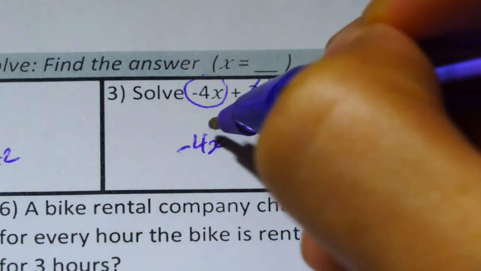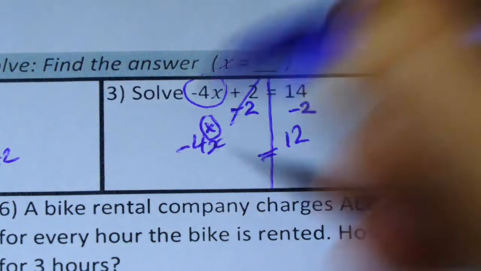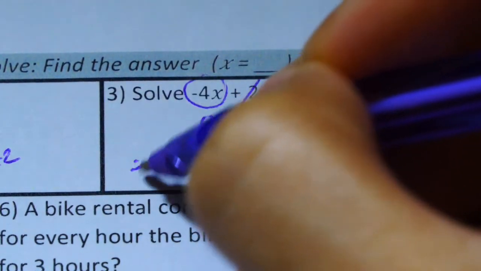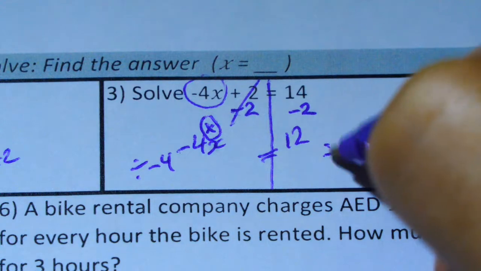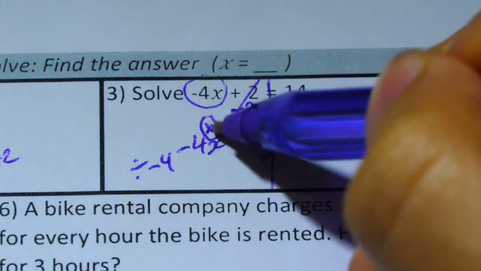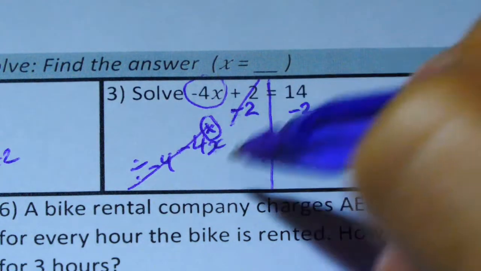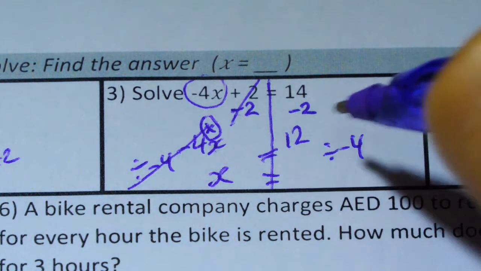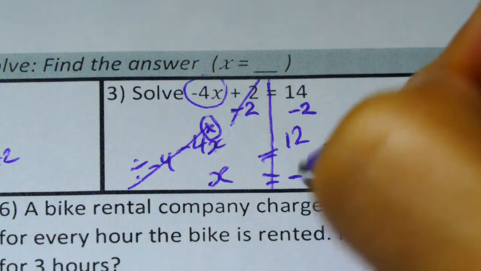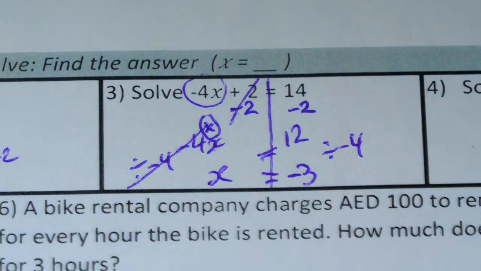Okay, this means minus 4 times x, so we have to divide by minus 4. Divide by minus 4. Times minus 4, divide minus 4, we delete. We have this x here. 12 divided by minus 4 is minus 3. X equals minus 3.